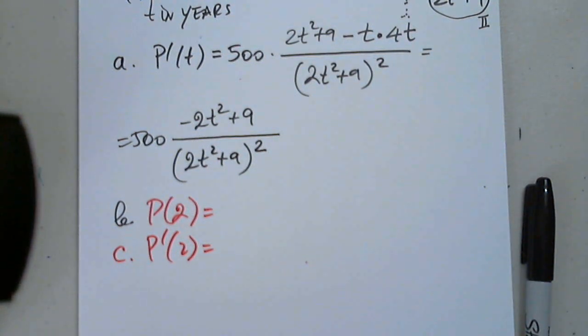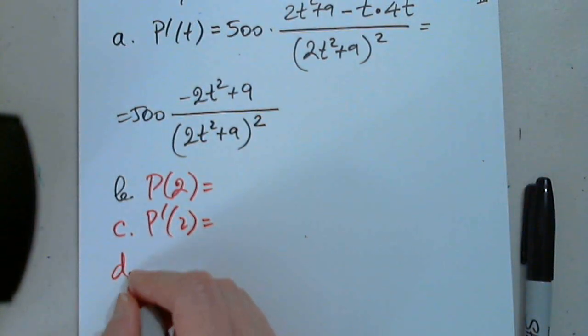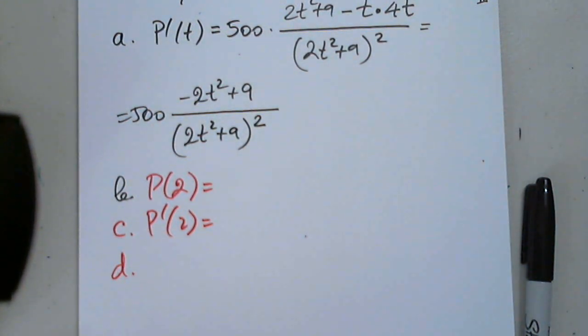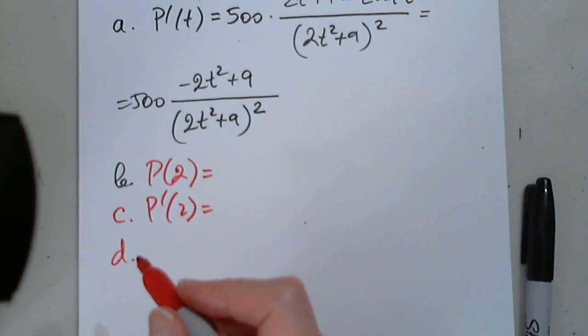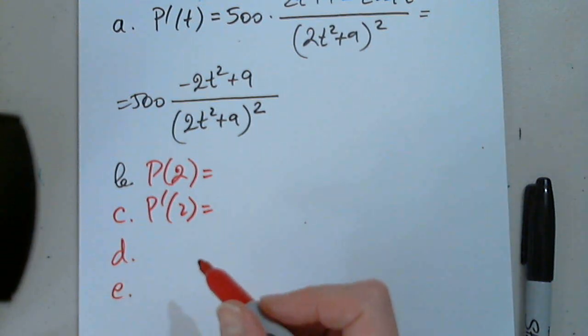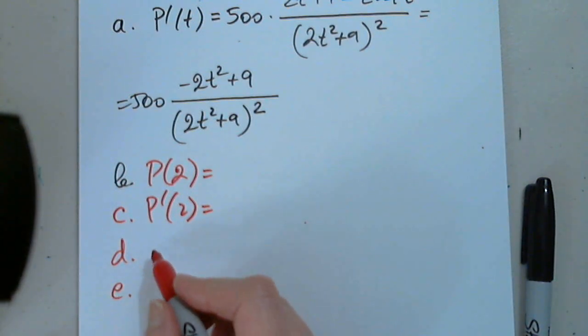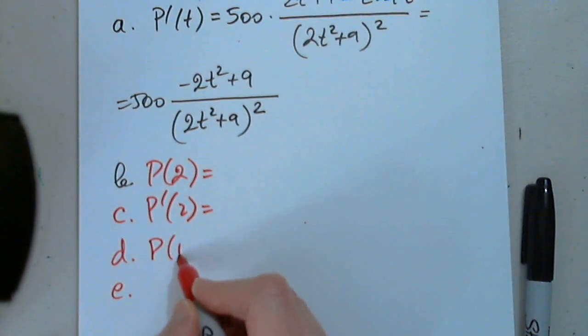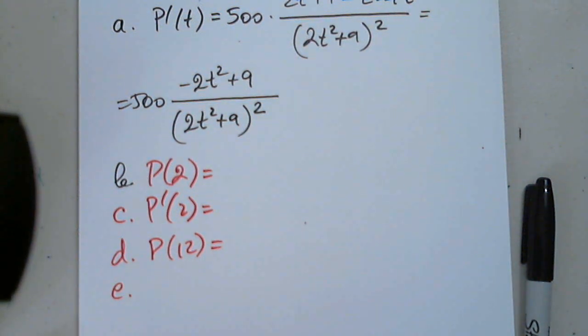Good. Find the population after 12 years. What does this mean? Find the population after 12 years. Plug 12 into the population. Awesome. And final question. Find the growth rate at t equals 12.